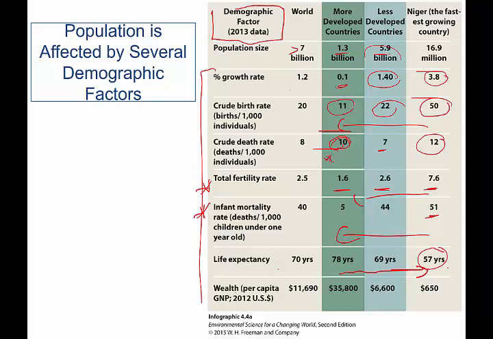And lastly, interestingly, they're comparing wealth per capita. Now, per capita means per person, if you are not aware of that, per capita, per person. And GNP stands for gross national product, but it's an indicator of how much that country is producing. And you can kind of see there's a very clear pattern here in terms of wealth. So my question for you is, which demographic factors seem to be related to population size?